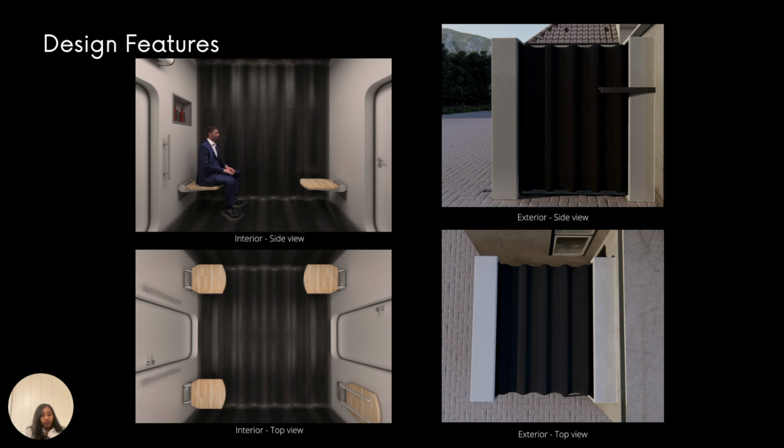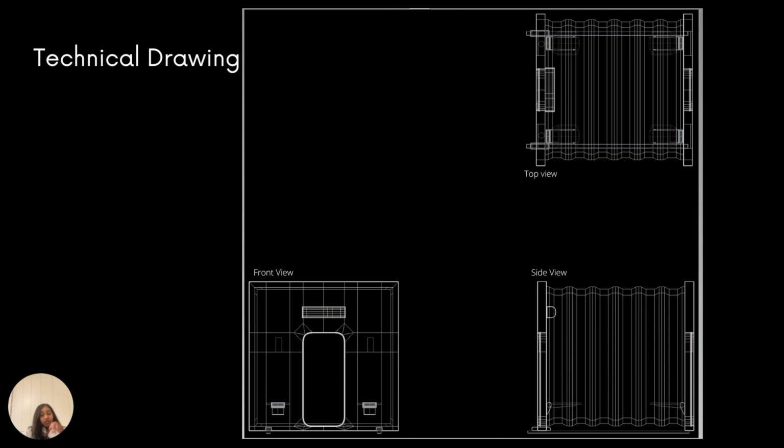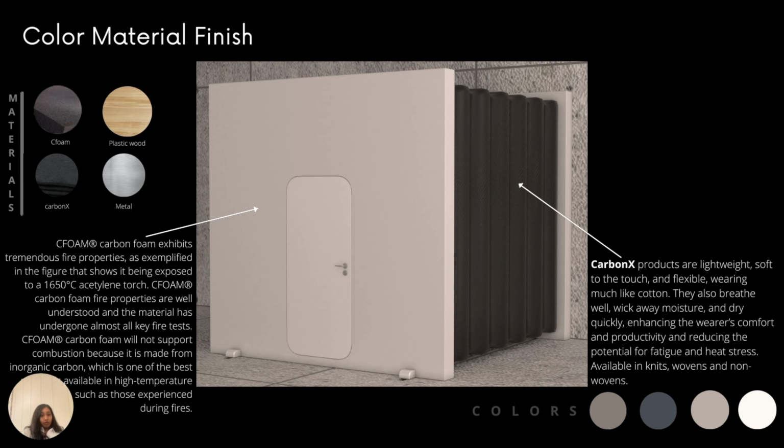These are more views of the interiors, side views and top views, and also of the exteriors. This is the technical or orthographic drawings: front view, top view, and side view. And coming to color, material, and finish, material plays an integral role in my project, especially seafoam and Carbonex are the two main materials used.